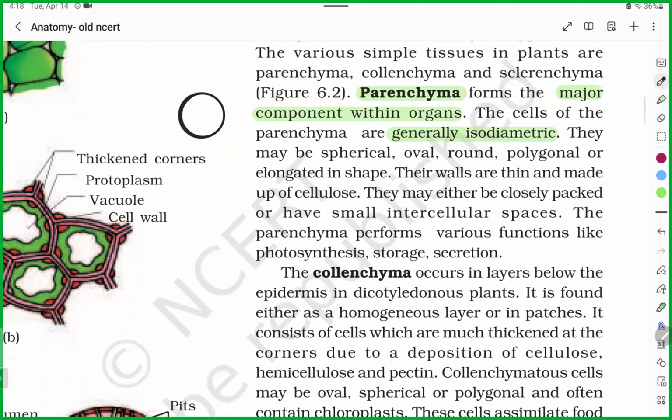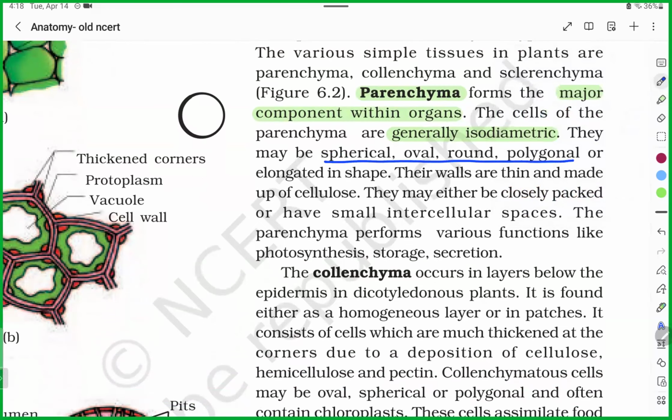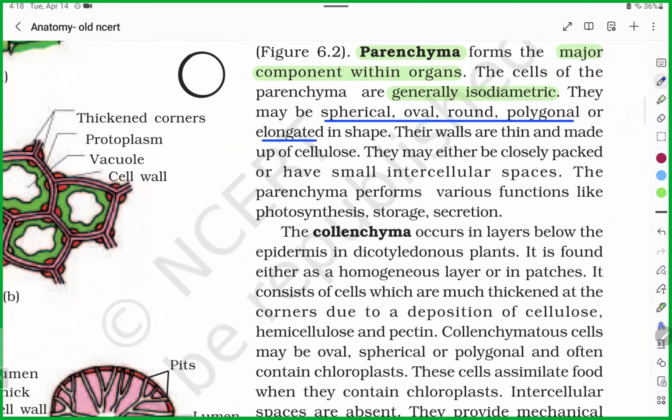Correct. They may be different shape. Different shape is not so important, whether spherical, oval, round, polygonal, elongated. Shape are not important, but you need to understand different shape are possible. Because these cells are responsible for most of the function, that's why wall is thin and activity is more.